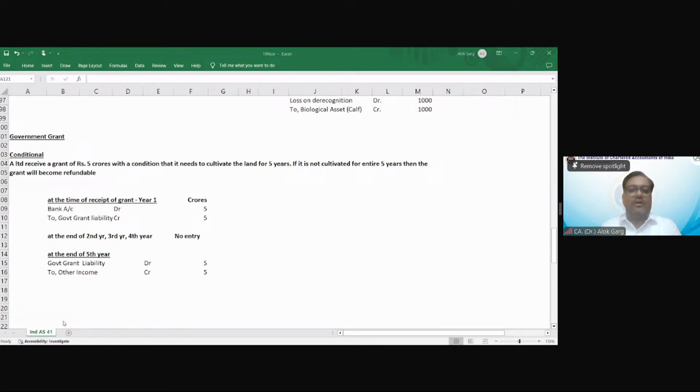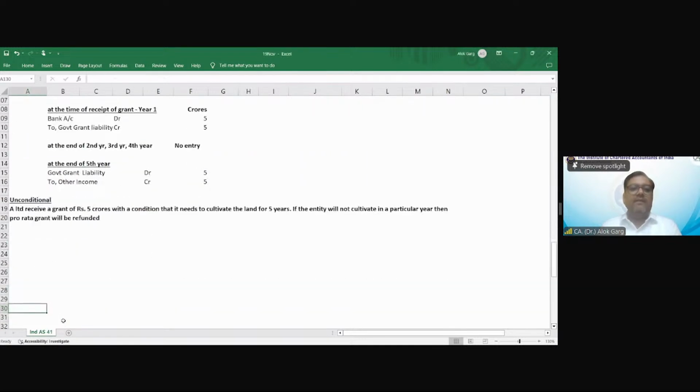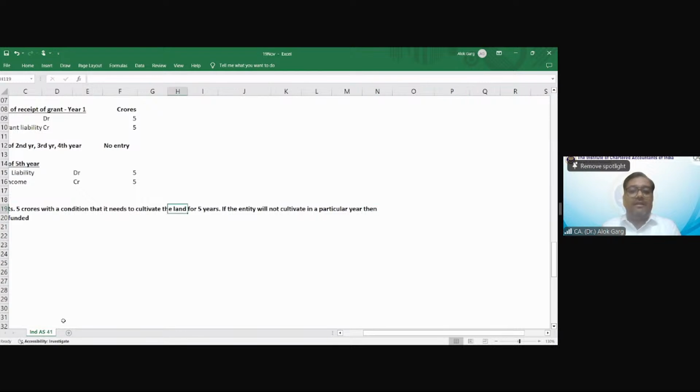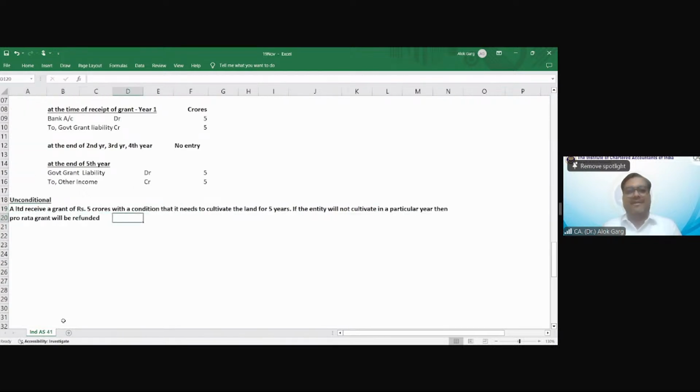Now, let's talk about a partially conditional government grant. A Limited receives a grant of rupees 5 crore with a condition that it needs to cultivate the land for 5 years. If the entity does not cultivate in a particular year, then a pro rata grant will be refunded, not the full grant. So this is partially conditional, partially unconditional, right? So what is the accounting entry at the time of receipt of grant? Bank to government grant liability, on day 1.